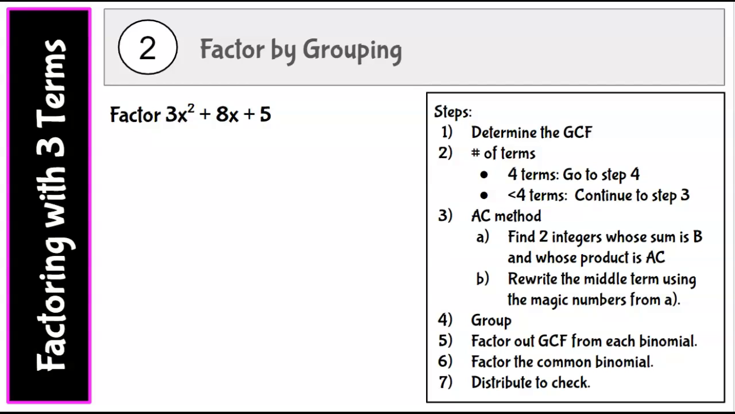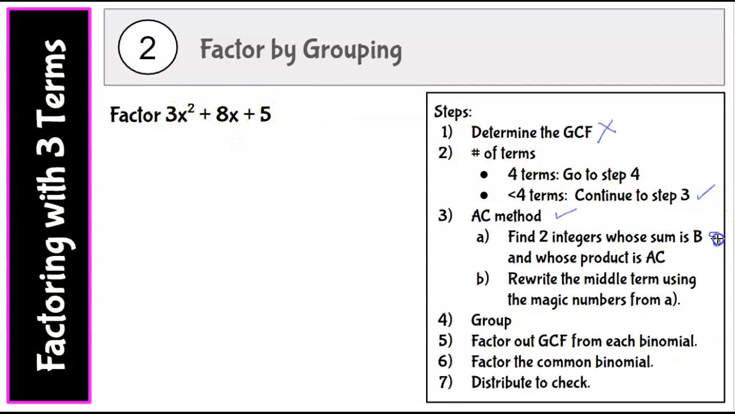We're going to factor 3x squared plus 8x plus 5. First, determine if there's a greatest common factor already. There is not, so we go to the number of terms. There are less than 4 terms, so we're going to go to step 3. We're going to call this the AC method. You're going to find 2 integers whose sum is b and whose product is a times c.